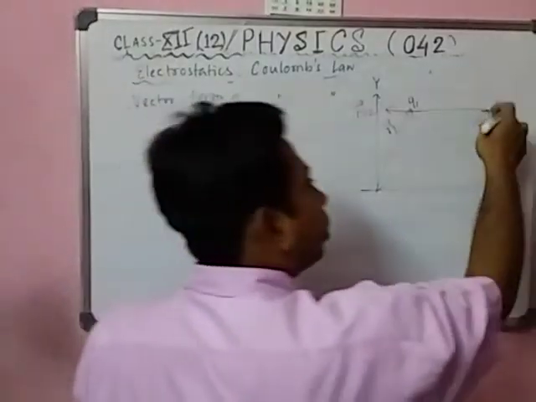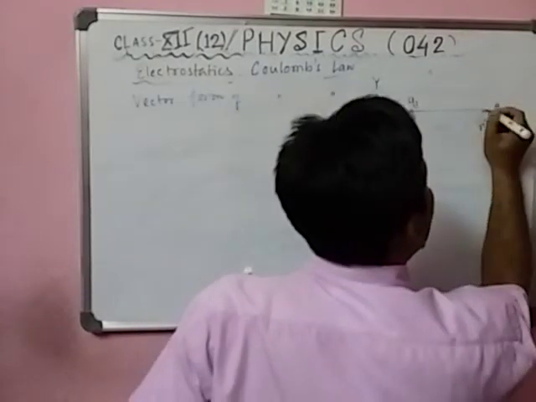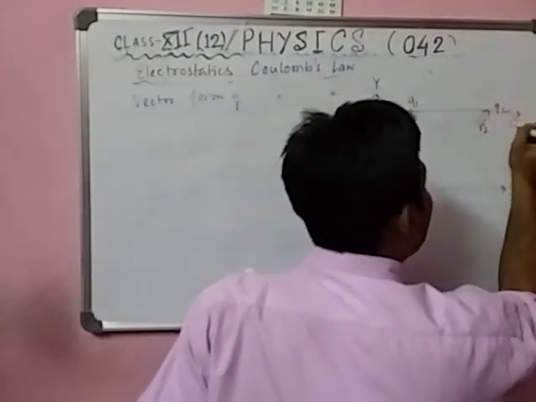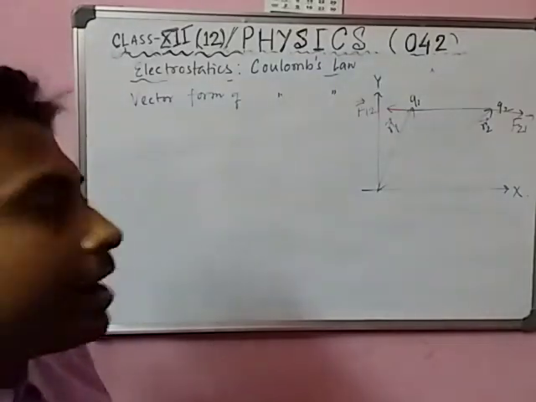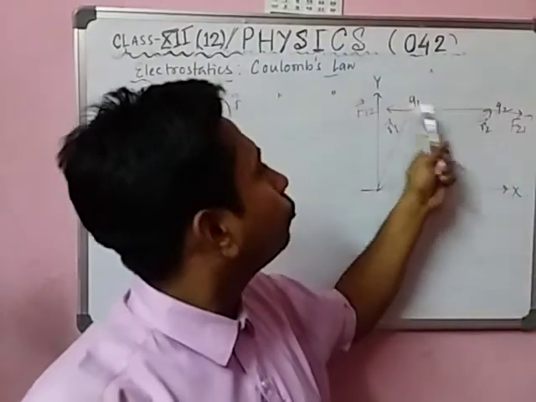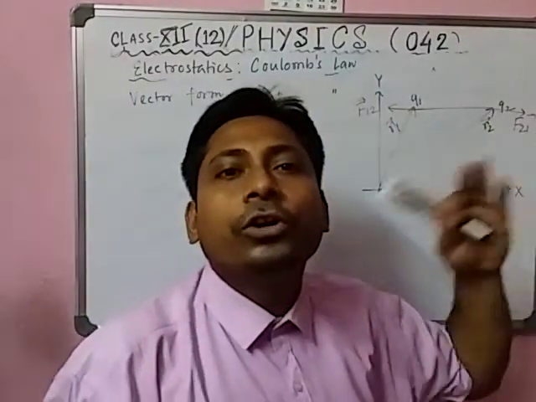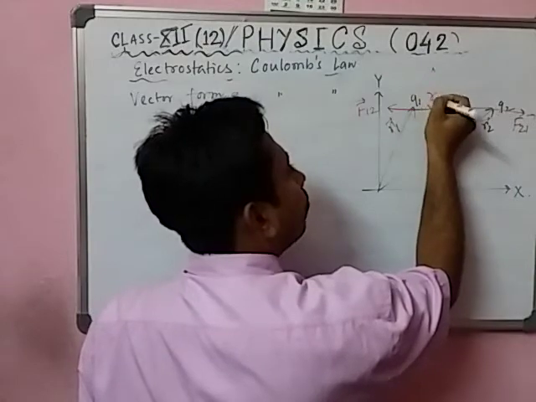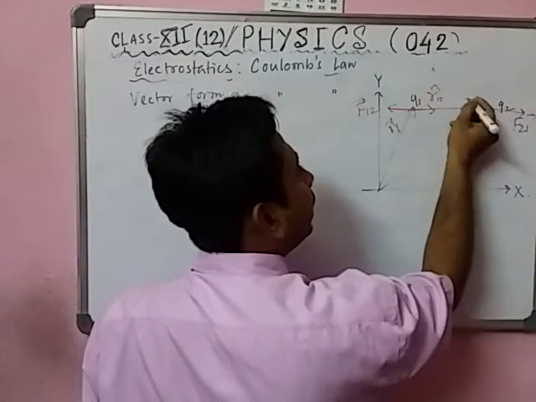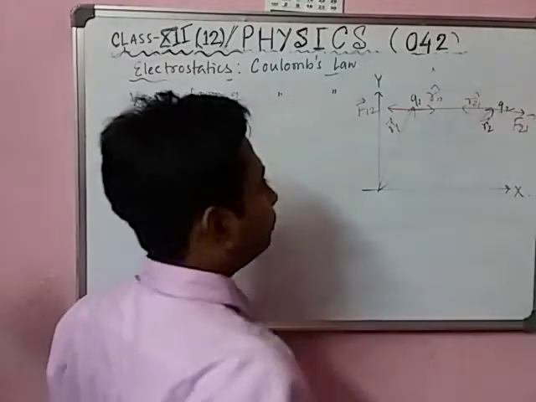Similarly, on Q2, Q1 also applies a force which is called F21. It means force on 2 due to 1. Now you can write the unit vector like this: R12 in this direction and here also R21 in this direction.